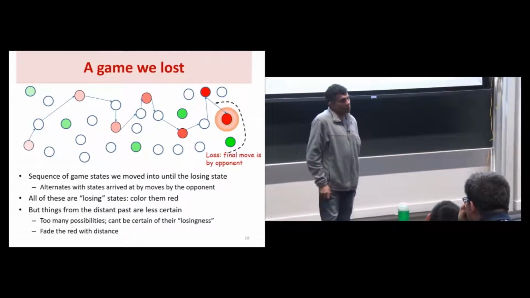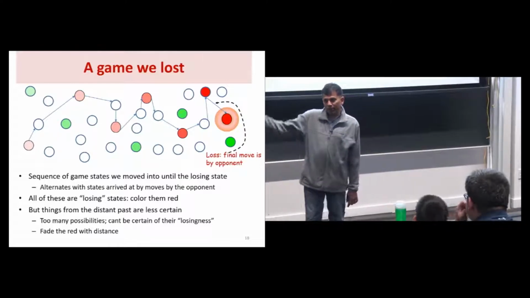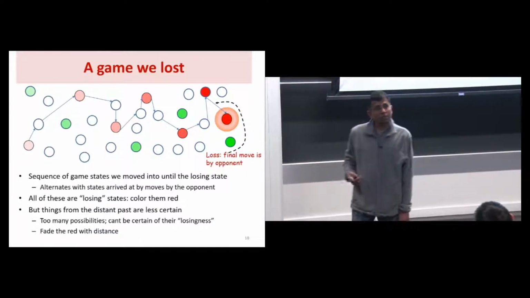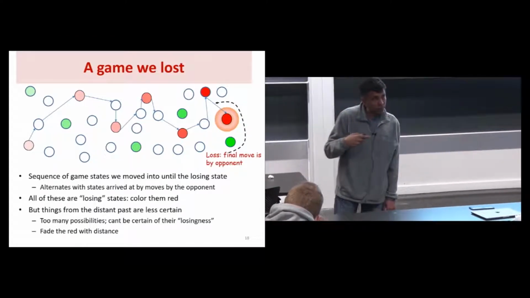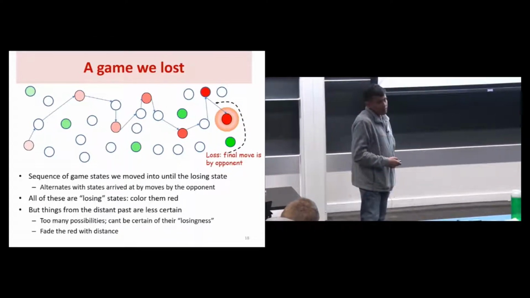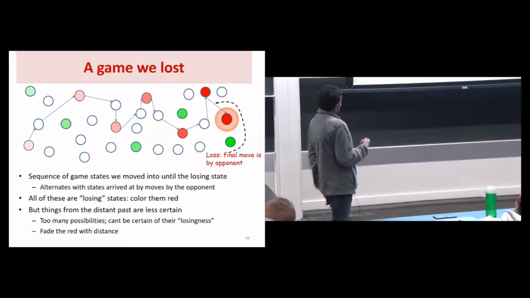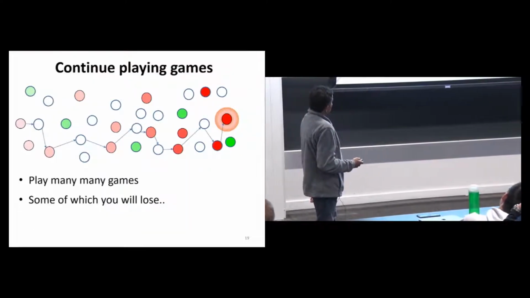If I play a game and I lose the game, I'm going to trace my way back, and I'm going to color all of the moves that led to the loss red. Except the further back I go, the less red I'm going to give it, right? So I'm going to fade the rest with distance.